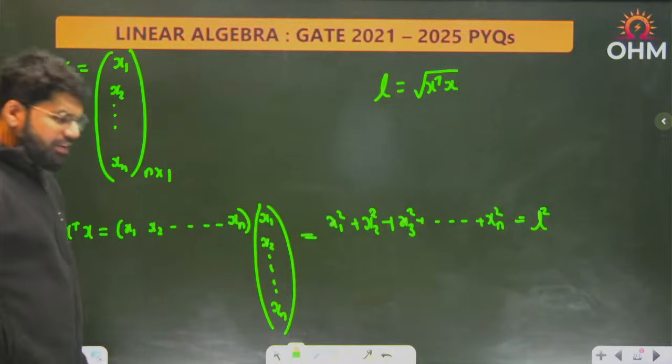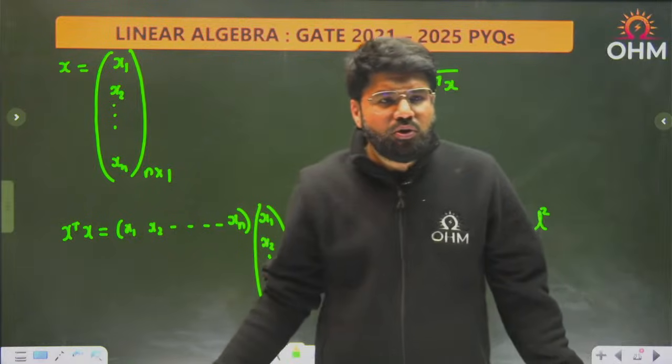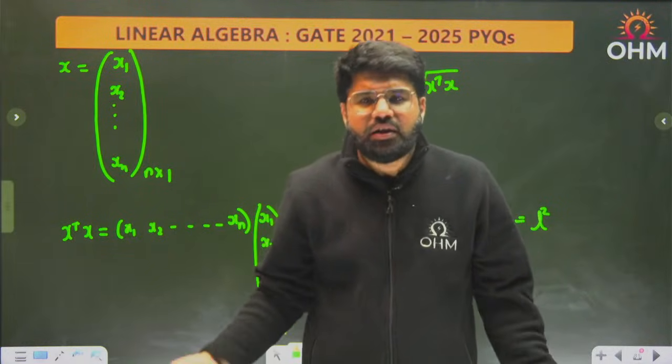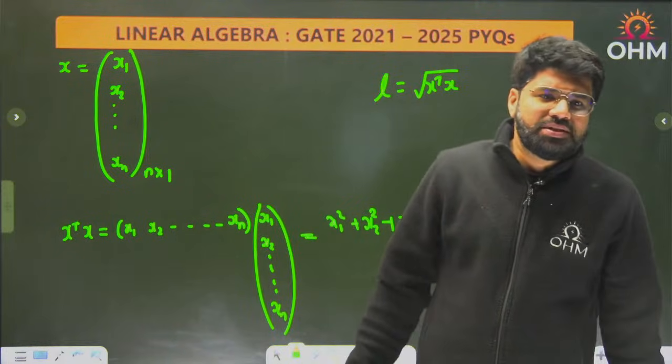Like if I give you a normal vector xi plus yj plus zk, how do you find the length, the magnitude of the vector? Root over x square plus y square plus z square.